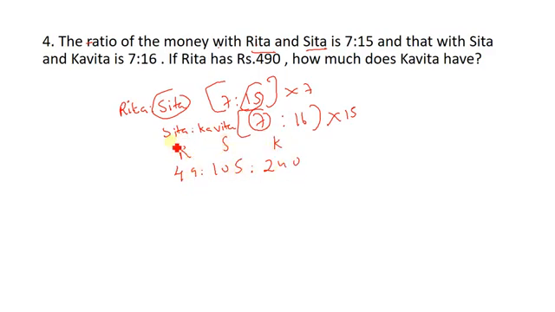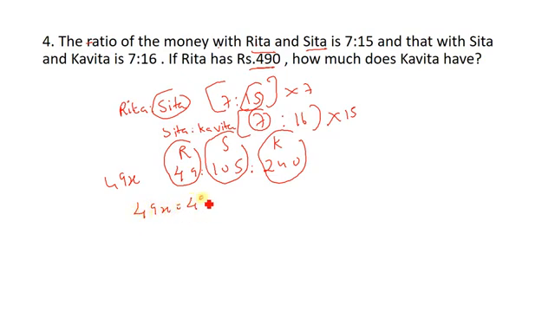Now let us take that each term be equal to 49x. Okay, so this will be 49x. So Rita has 49x rupees, Sita has 105x rupees and Kavita has 240x rupees. Now what is given in the question? It is given that Rita has 490 rupees and that means 49x is equal to 490. That means x is equal to 10.